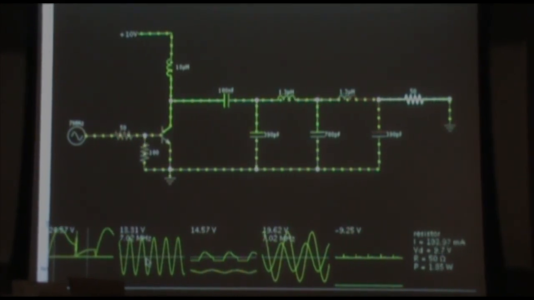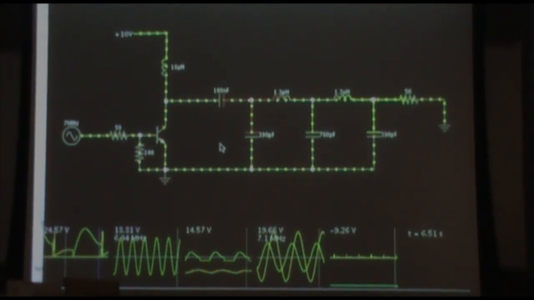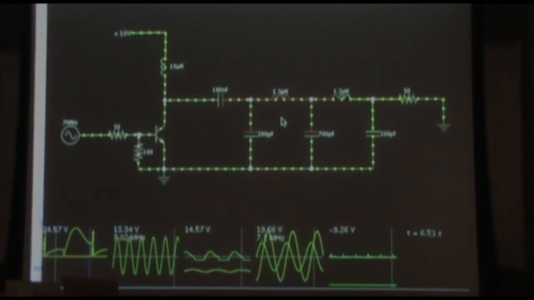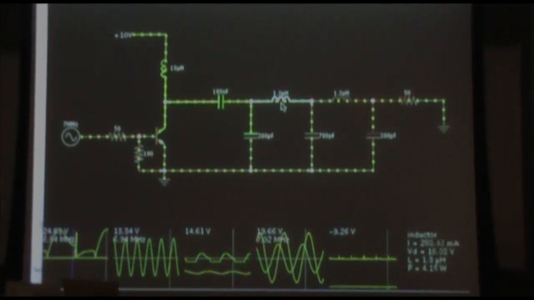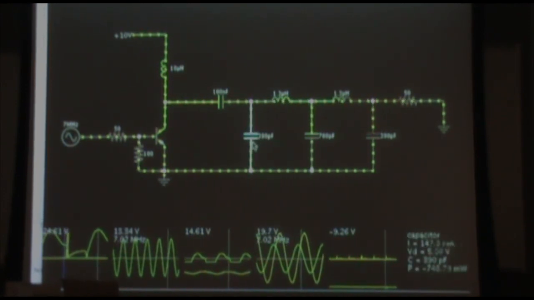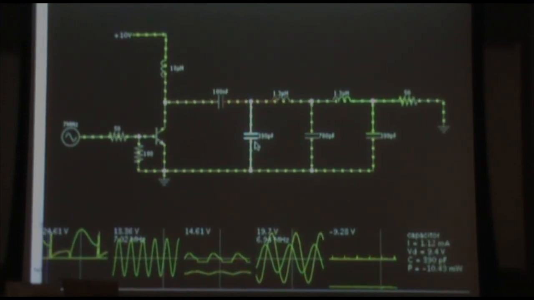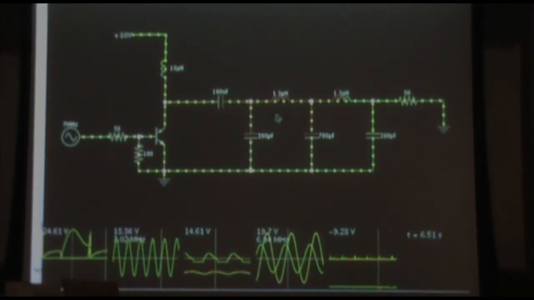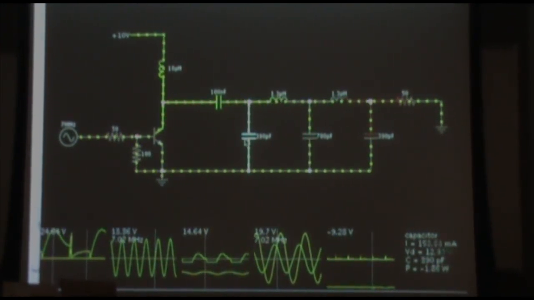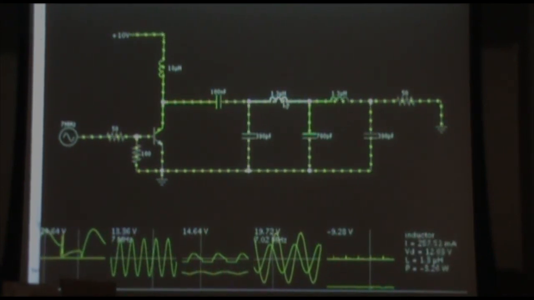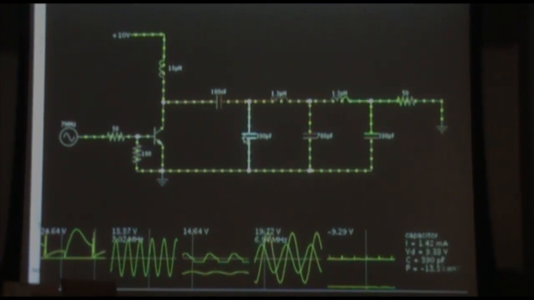Yep. What would be the problem of having a tuned circuit at a kilohertz? So at a kilohertz, your capacitors and inductors would both be very large. At 7 megahertz, this is 1.3 microhenries. It's a couple turns of wire in air. And this is 390 picofarads. It's a very small capacitor. At a kilohertz, you'd probably have more like millihenries and microfarads, which are not very happy. An inductor in the millihenry range has a lot of resistance. And a capacitor that big is probably an electrolytic.